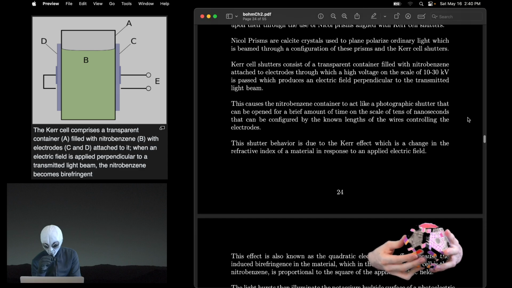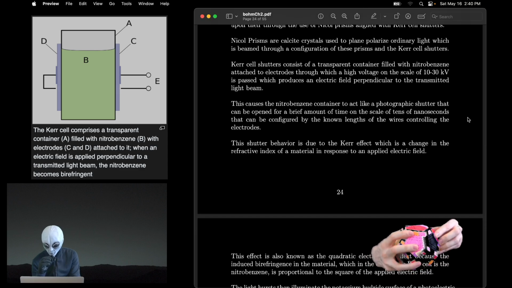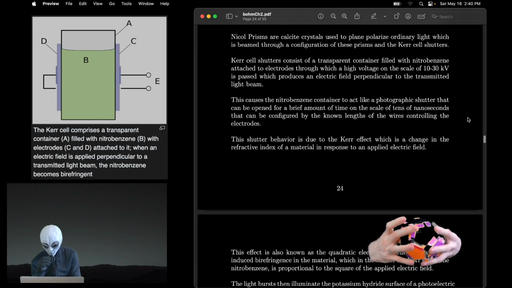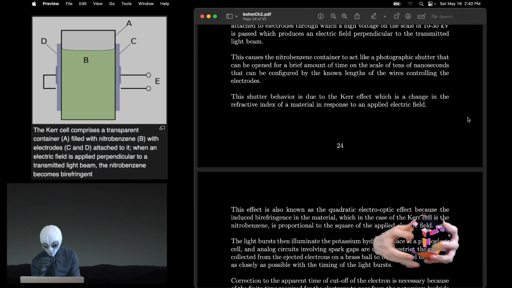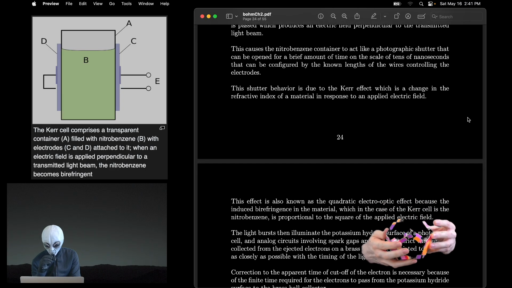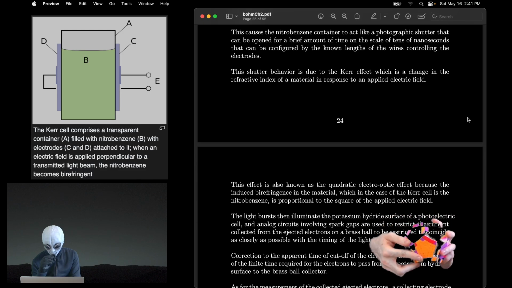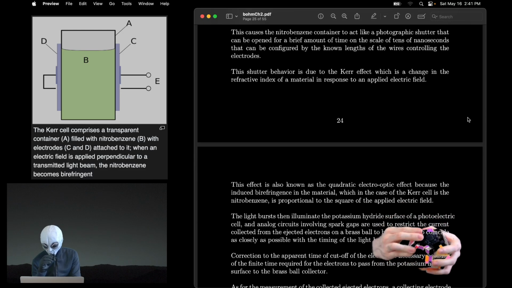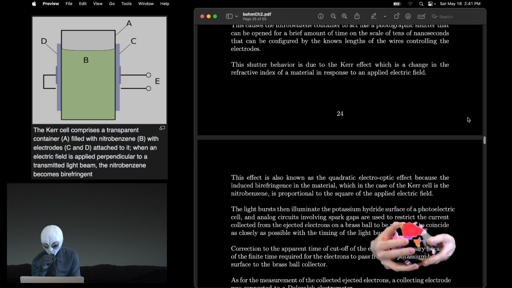Cell shutters consist of a transparent container filled with nitrobenzene attached to electrodes through which a high voltage on a scale of 10 to 30 kilovolts is passed, which produces an electric field perpendicular to a transmitted light beam. This causes the nitrobenzene container to act like a photographic shutter that can be opened for a brief amount of time on the scale of tens of nanoseconds, which can be configured by the known lengths of the wires controlling the electrodes. This shutter behavior is due to the so-called Kerr effect, which is a change in the refractive index of a material in response to an applied electric field.